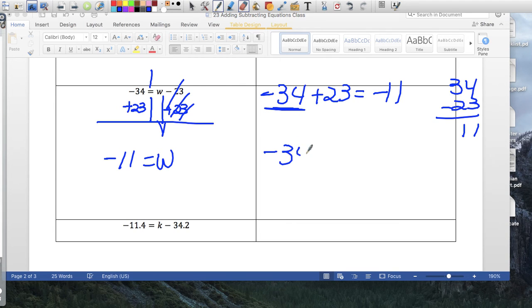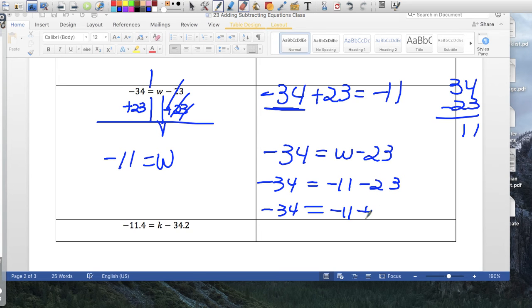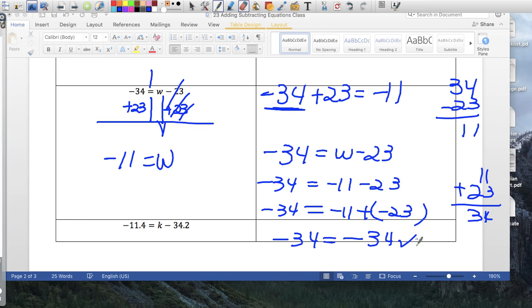Substitute. Negative 34 equals w minus 23. Negative 34 equals negative 11 minus 23. Is that true? Negative 11 plus negative 23, right? Let me just put that in parentheses. A negative plus a negative, so it's just a lot of negatives. And 11 plus 23, I'll add, equals 34, negative 34. So that also checks out.